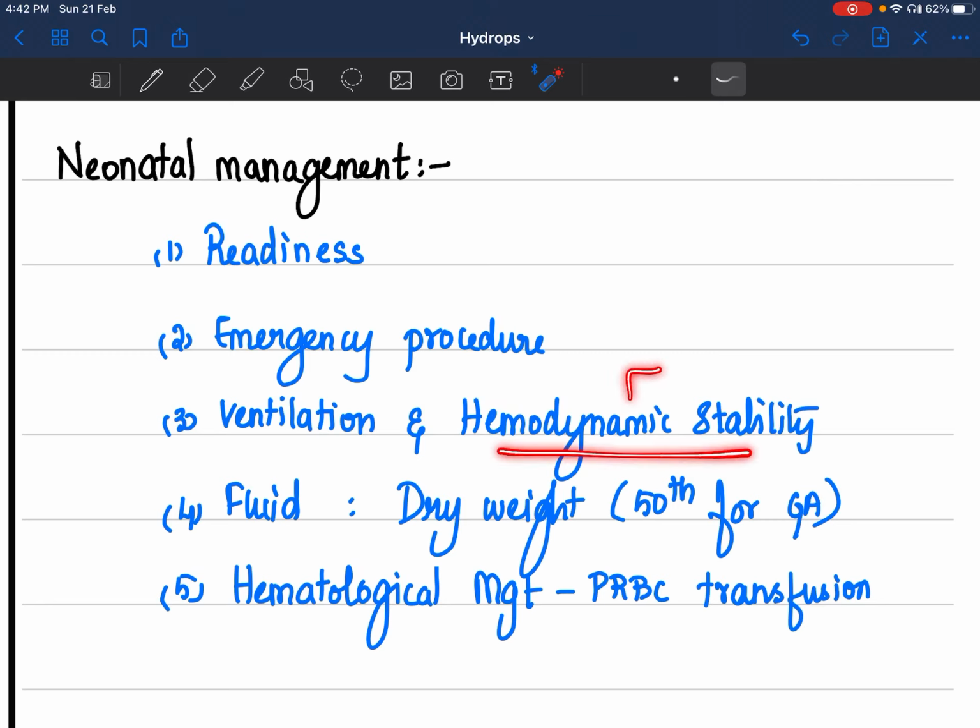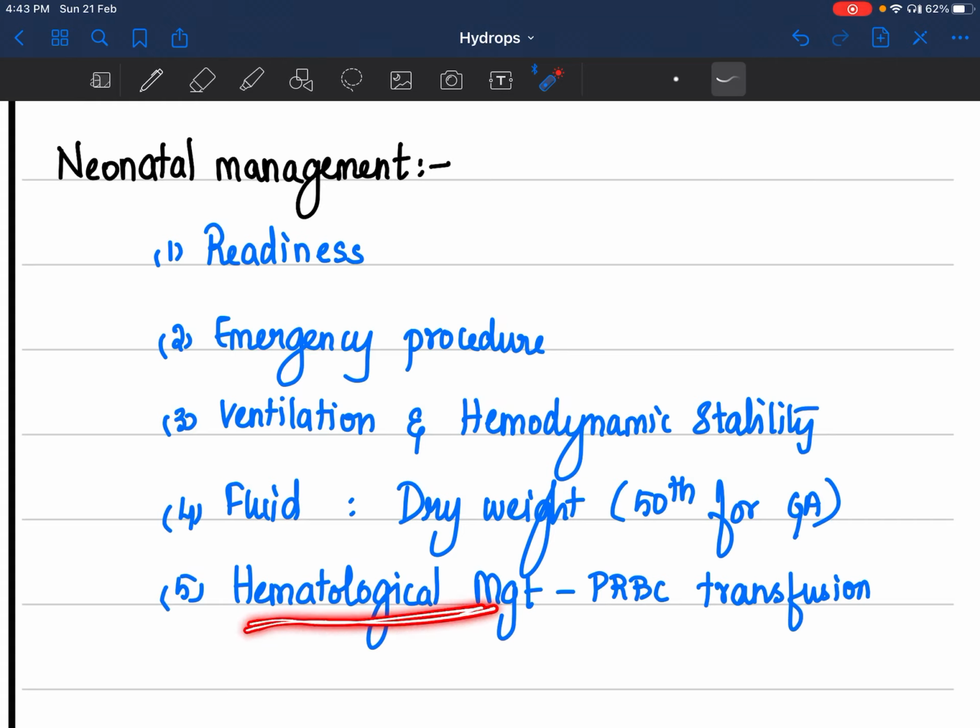Hemodynamic stability: vasoactive agents will need to be given to these children because their cardiac contractility may not be that good. Inotropic agents will be needed. Fluid management is very, very important because the baby may weigh 4.5 kilos, but the dry weight may be just 3 kilos or 2.5. So the idea is for you to know the gestational age, calculate the 50th percentile weight for that gestational age, and calculate fluids for that amount. So if you want to give 60 ml per kilo, the 60 ml per kilo will be for the 50th percentile weight for that gestational age, not the weight of the baby you are treating.